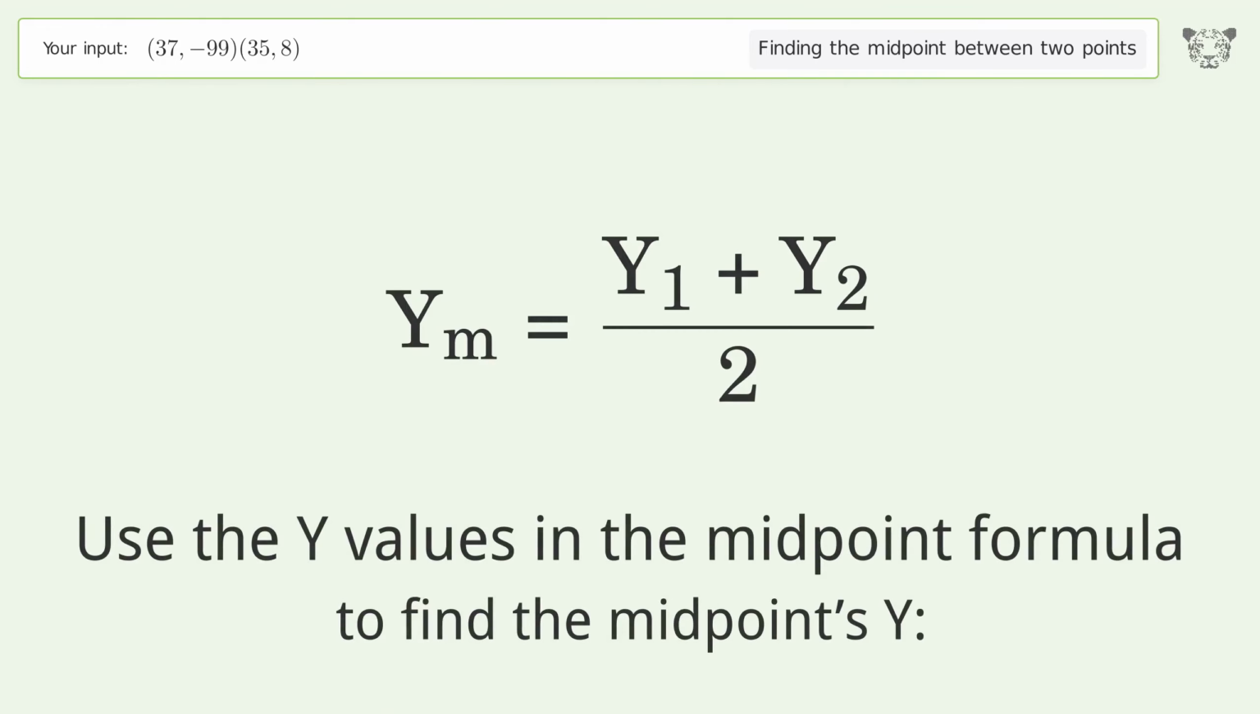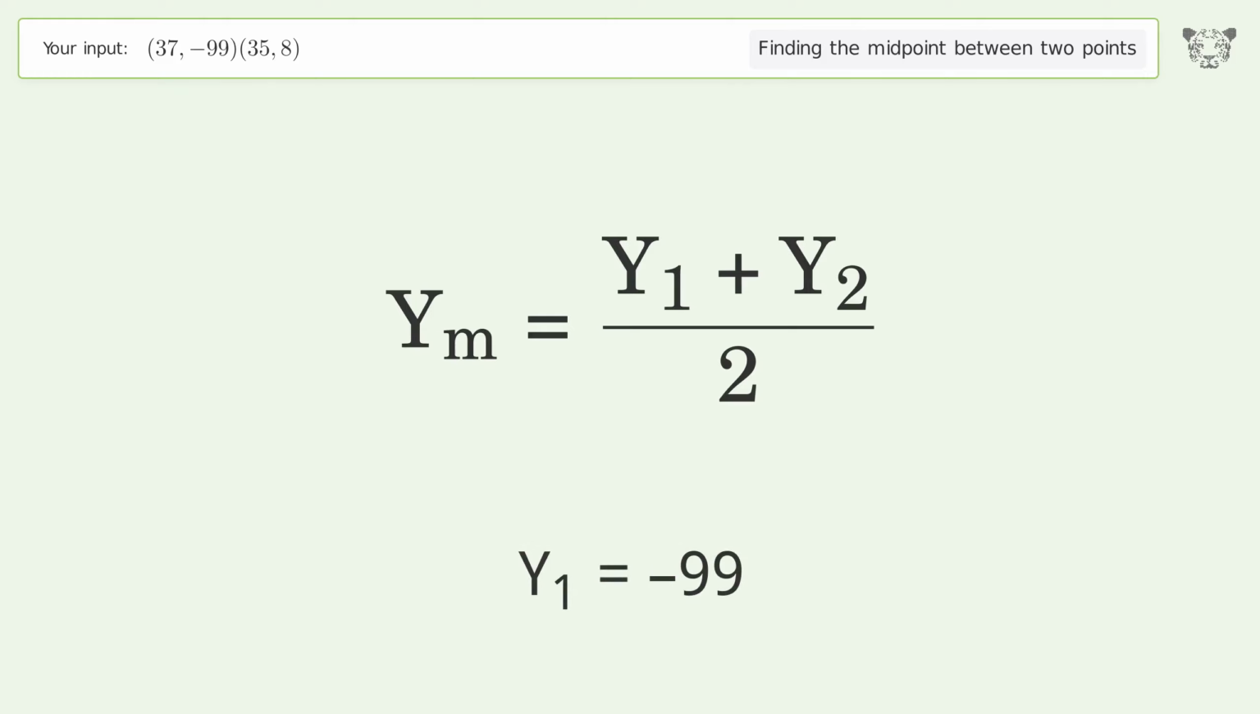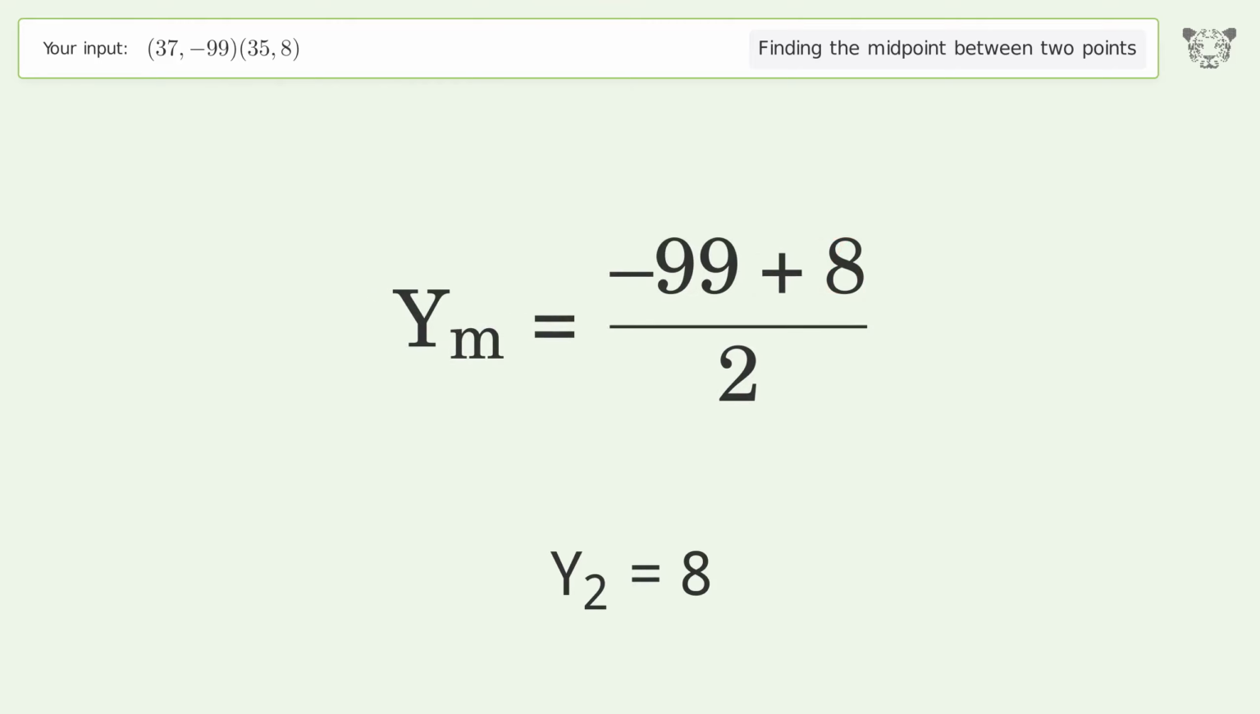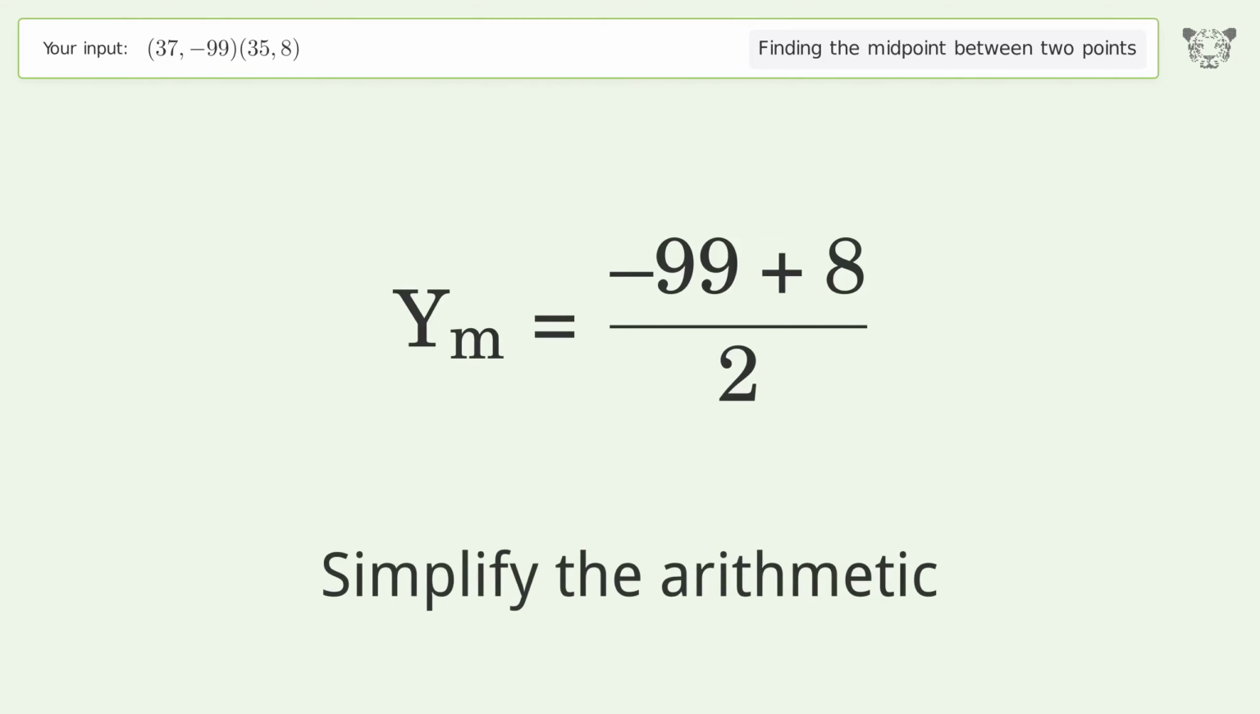Use the y values in the midpoint formula to find the midpoints y. y1 equals negative 99. y2 equals 8. Simplify the arithmetic.